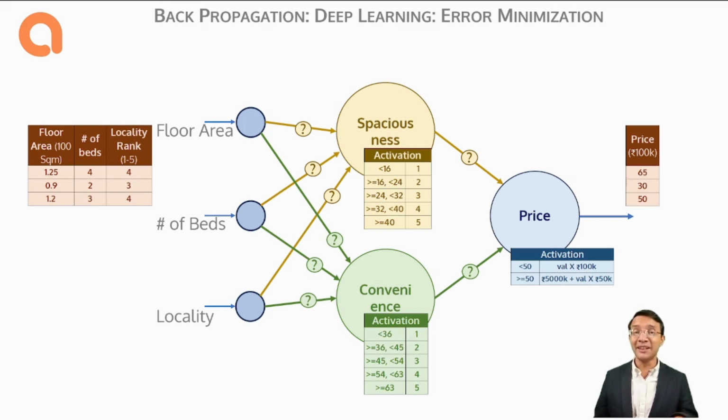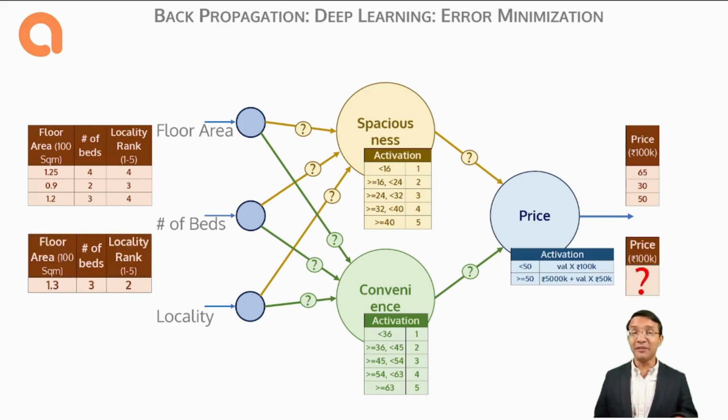Once this neural network is trained by these multipliers or coefficients, then if you give it a new property with unknown price but known floor area, number of beds and locality rank, it will be able to find out the exact price of this new property. This is all about training from output to input and performing the task from input to output.